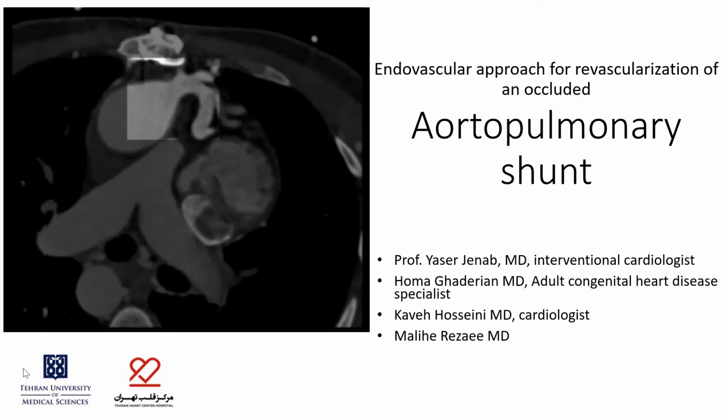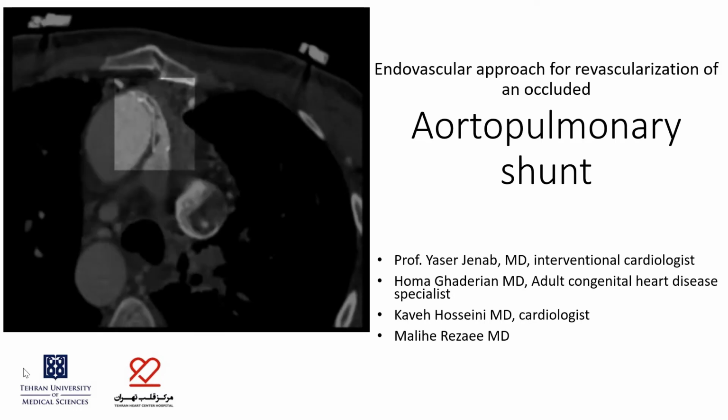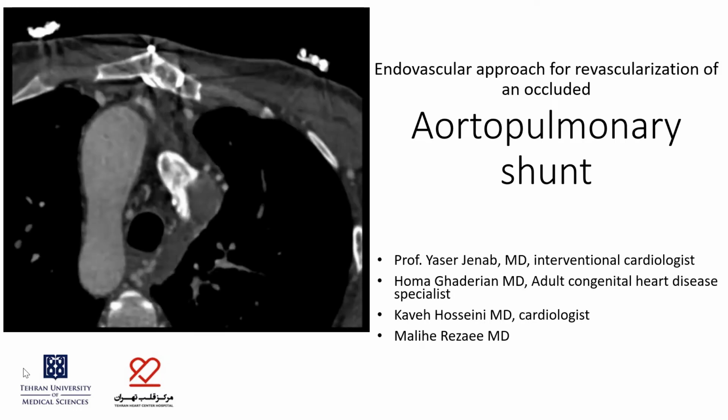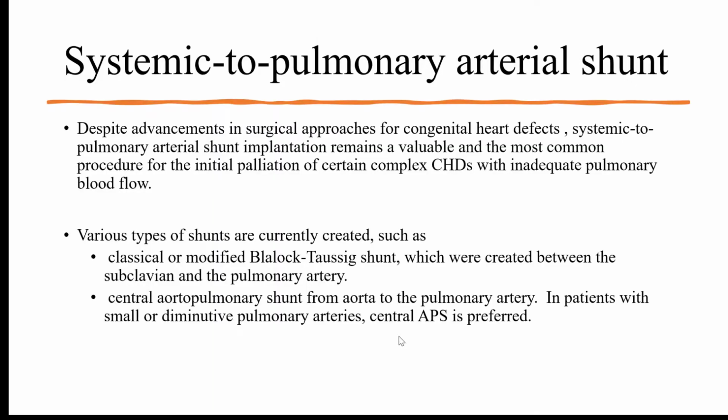Hello, I'm Yasser Janab, Interventional Cardiology Center and Heart Center, presenting the case Endovascular Approach for Revascularization of an Occluded Central Aortopulmonary Shunt. Despite advancements in surgical approaches for congenital heart defects, systemic-to-pulmonary arterial shunt implantation remains a valuable and the most common procedure for the initial palliation of complex congenital heart disease with inadequate pulmonary blood flow.